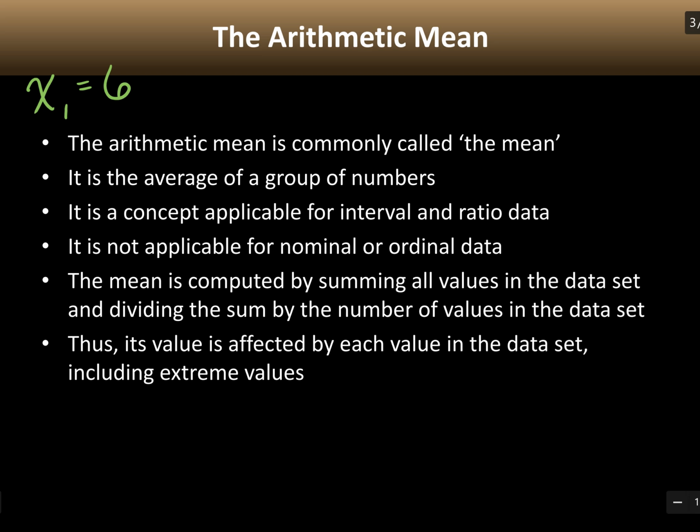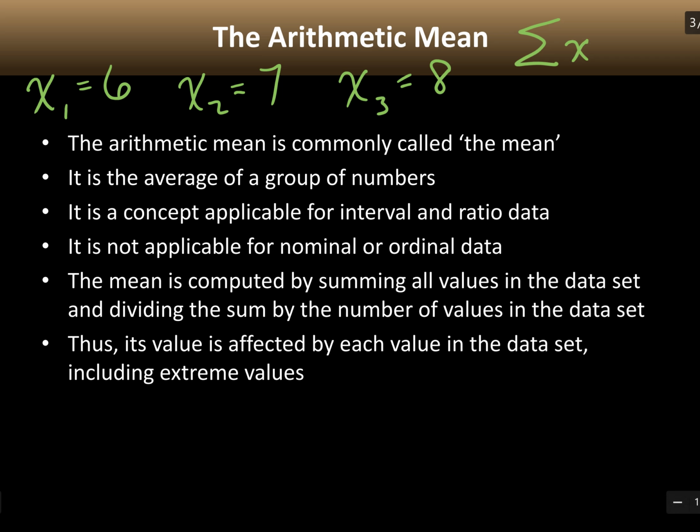So x1, let's say we have a data value equal to 6, and our second data value is 7, and say we have a third data value equal to 8. So we can see that the average would be 7. But for notation, we want to get used to using this capital sigma from the Greek alphabet, and it means to sum or to add.